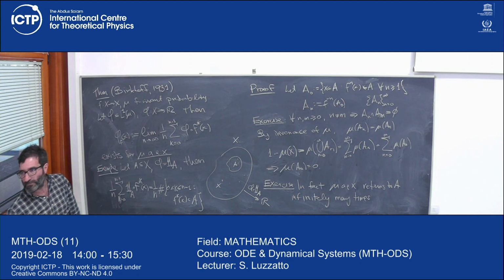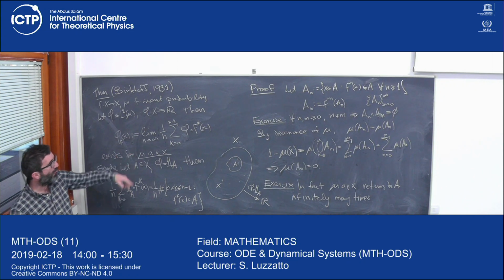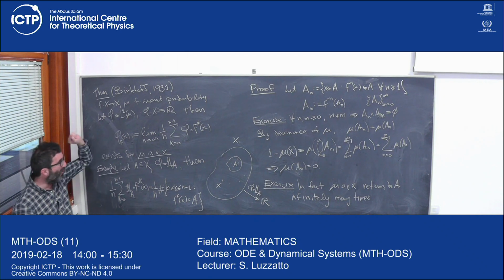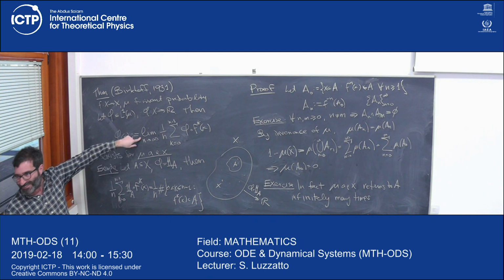Limit is smaller than integral. Excuse me? For every x, the limit is smaller than the integral of phi. Yes. So what we're going to show, I don't know if next lecture or the one after, is that we're going to talk about ergodic measures, and this is an additional property. If a measure is both invariant and ergodic, then we know also what this limit is.